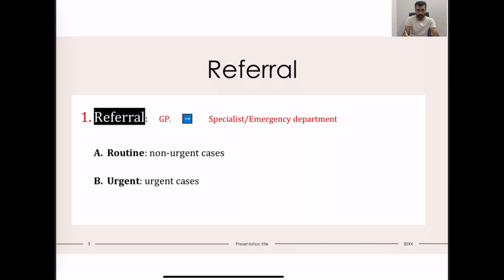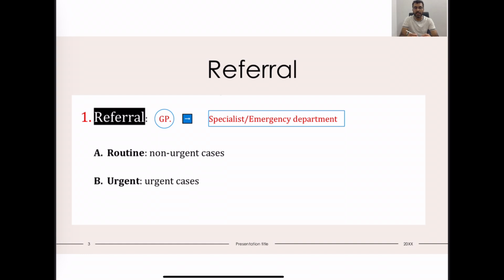So first, referral is the kind of letter where the patient is being referred from the GP to the specialist or emergency department. The reason could be further management. Further management is a broad term: investigation, treatment, diagnosis, everything. Okay, so it is subdivided into two parts: routine referral and urgent referral. Routine referral is the one when the patient is being referred for any non-urgent condition.